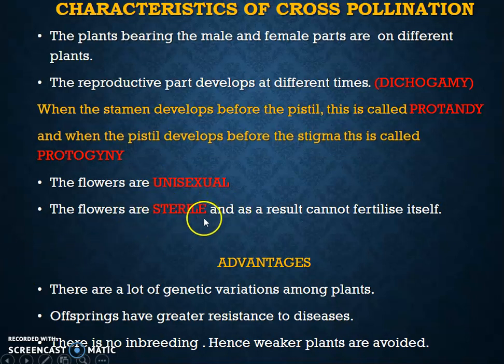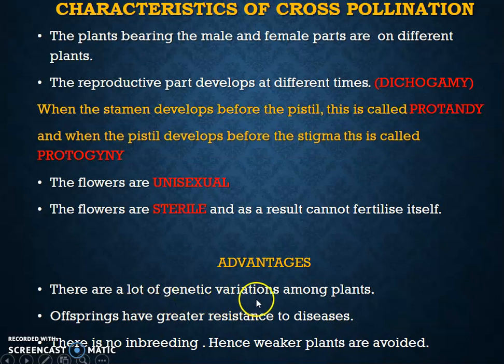And the flower is also what we call sterile. Sterile in the sense that because the other part, the male part or female part, is not developed, it cannot fertilize itself. So you have a flower with the male part developed, female part not developed, so it cannot self-fertilize. At the same time, we have a female part developed, male part underdeveloped, so it cannot self-fertilize.